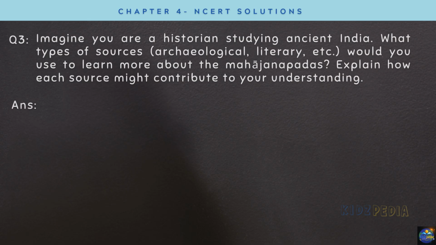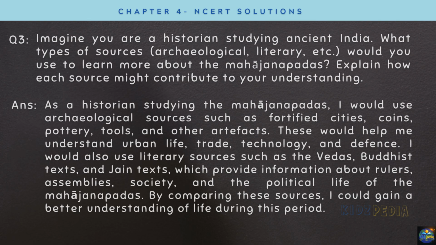So you can write the answer as, as a historian studying the Mahajanapadas, I would use archaeological sources such as fortified cities, coins, pottery, tools, and other artifacts. These would help me understand urban life, trade, technology, and defense. I would also use literary sources such as the Vedas, Buddhist texts, and Jain texts, which provide information about rulers, assemblies, society, and the political life of the Mahajanapadas. By comparing these sources, I could gain a better understanding of life during this period.